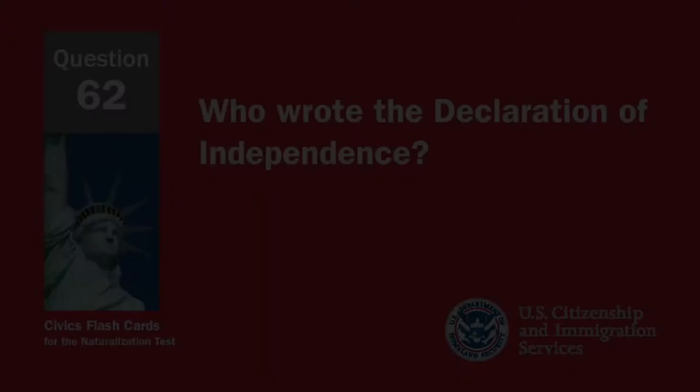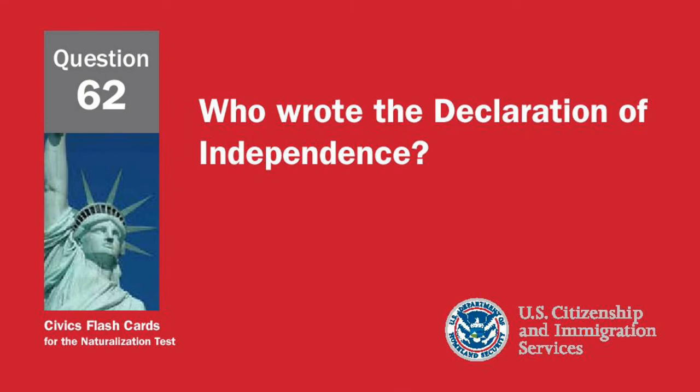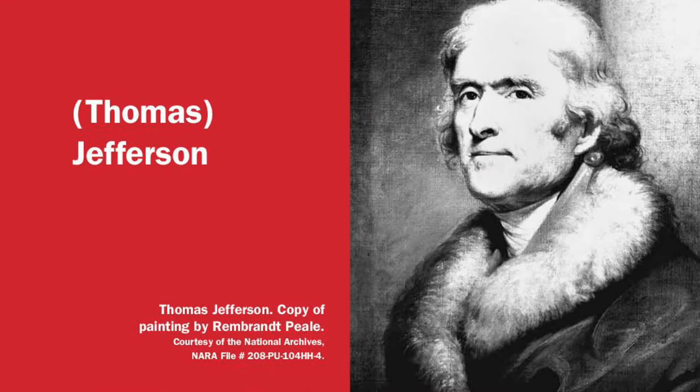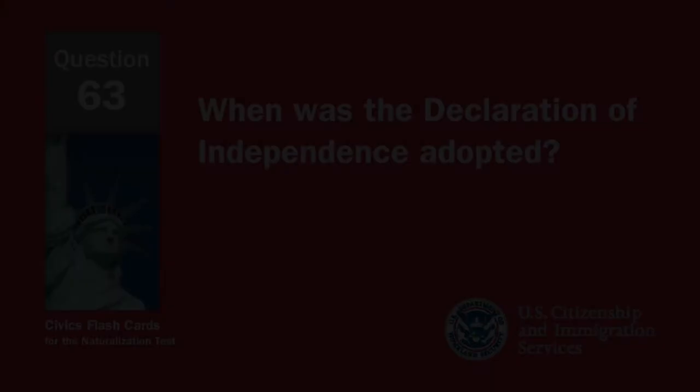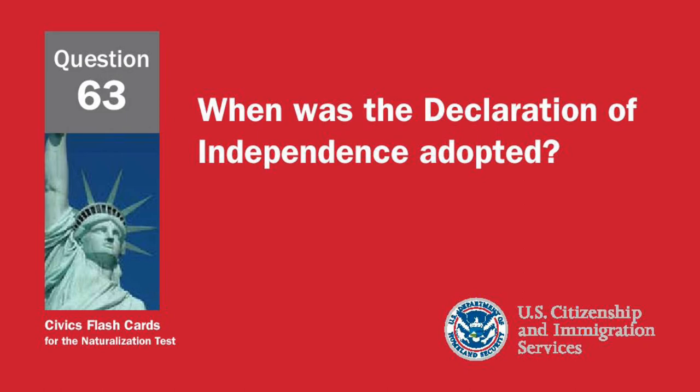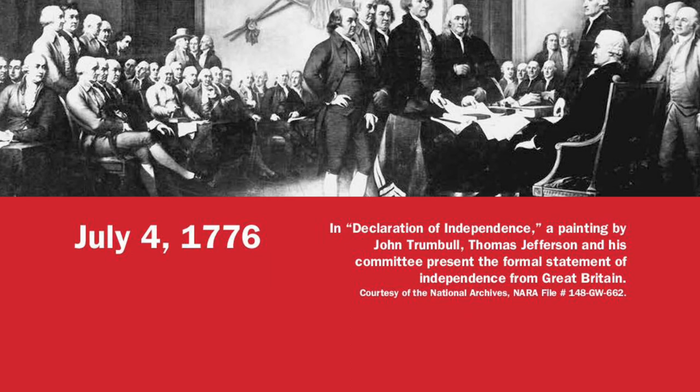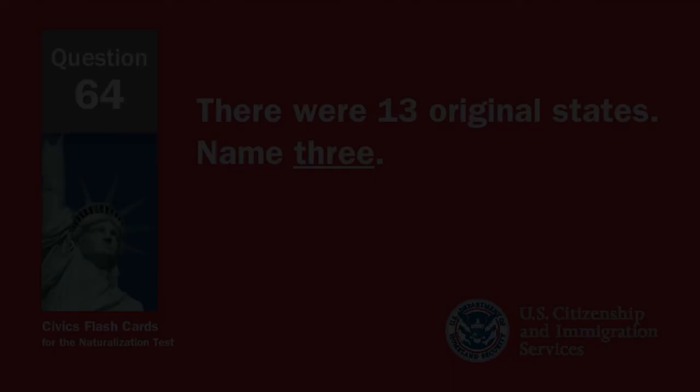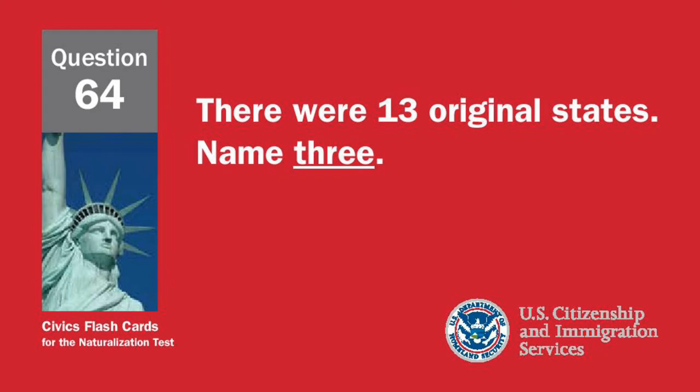Who wrote the Declaration of Independence? Thomas Jefferson. When was the Declaration of Independence adopted? July 4th, 1776. There were 13 original states. Name three.